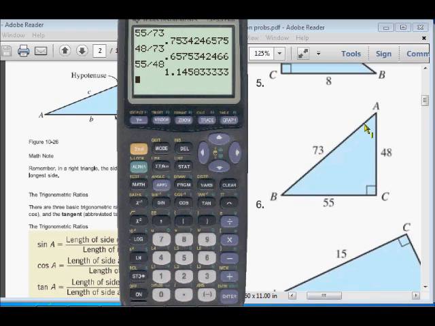Sometimes, and you need to just be careful of this, are they asking you for angle A, or are they asking you for angle B? You do the problem the same way. You just have to be careful, because for angle A, this is the opposite side. If they're asking you for angle B, this is the adjacent side. Just be careful which ones you're substituting in when you're trying to substitute into these three equations. So that gets this video done.